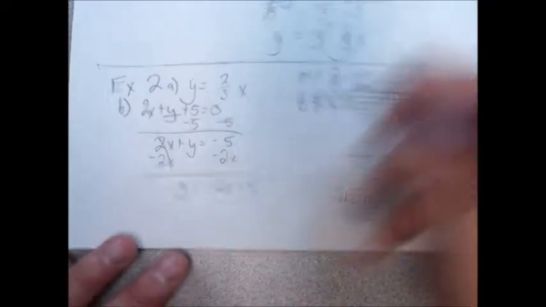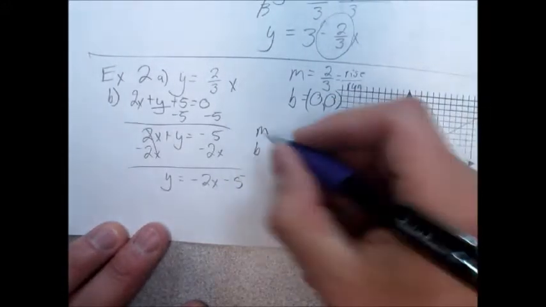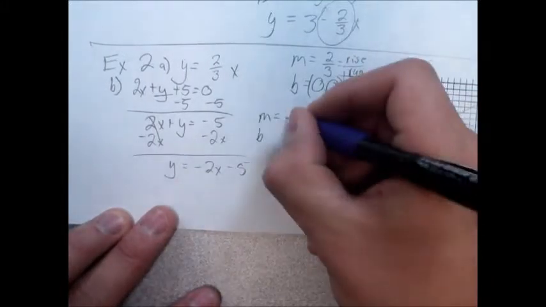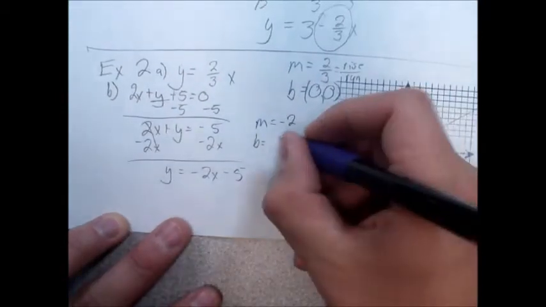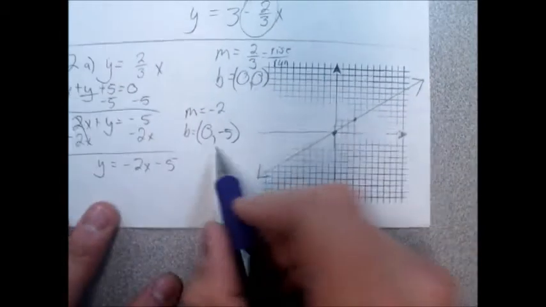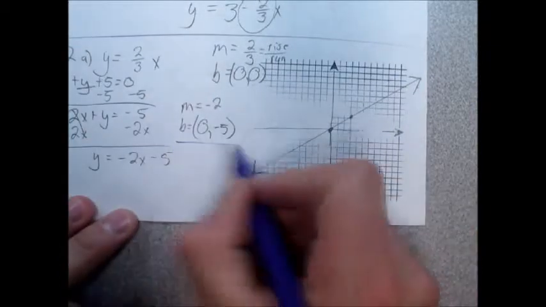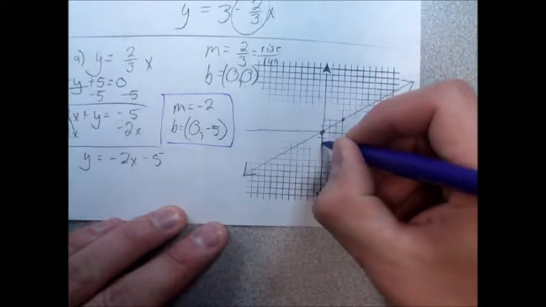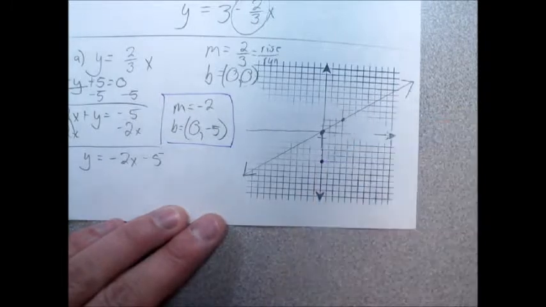I need to identify my slope, and I need to identify my intercept. What is my slope here? Negative 2. And my intercept is at what? 0, comma negative 5. So I'm going to graph my intercept. I'll do this in purple just for clarification. So 0, negative 5. It's 1, 2, 3, 4, 5 down on the y-axis. So I just graph that point.